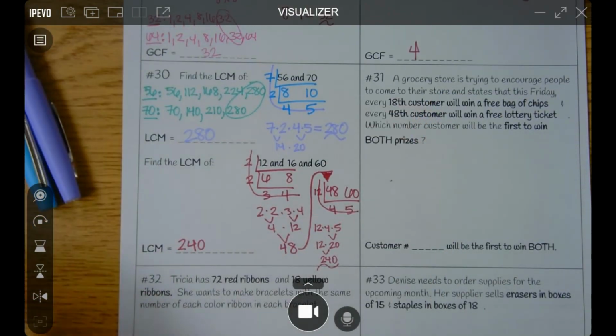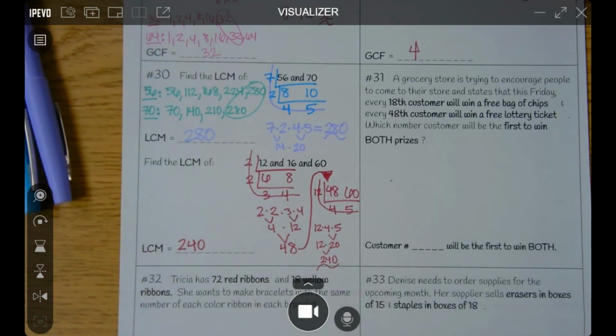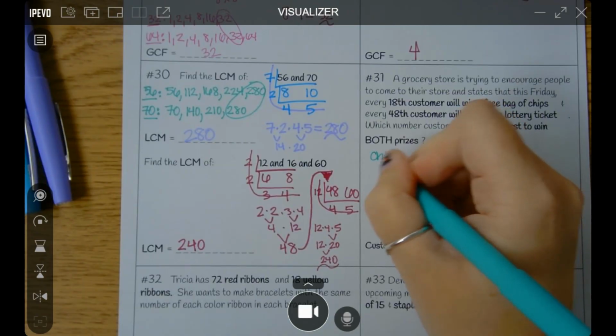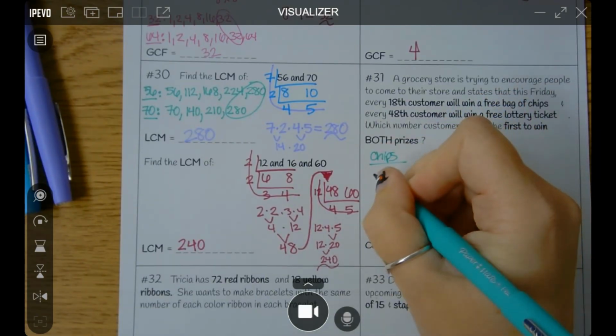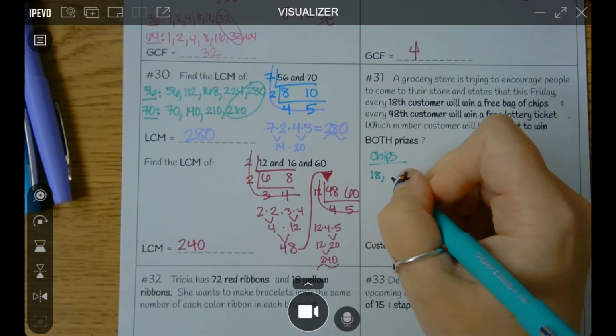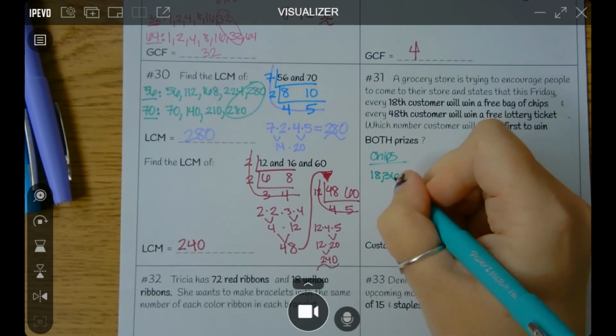Now, is this a GCF or an LCM? Well, think about it. They want to know which customer is going to win both. So, like, who's going to be winning these prizes? Okay, so you have the bag of chips, right? So customer number 18 is going to win. And then the second one, well, 18 and 18 is 36 is going to win.